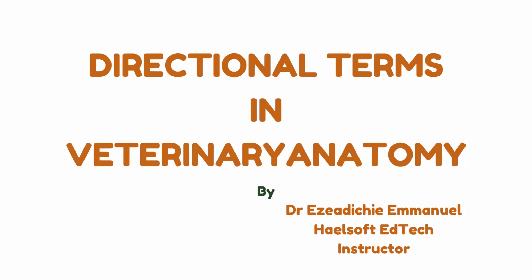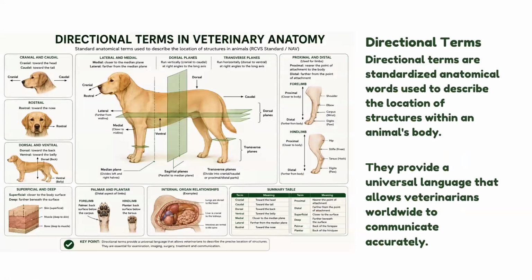Directional terms in veterinary anatomy. Now, imagine a scenario whereby you are trying to communicate a lesion or an issue that you found on an animal's body to another vet. And you're telling the vet that the lesion is found on the top of the animal's body. That is not the right way to communicate in veterinary medicine.